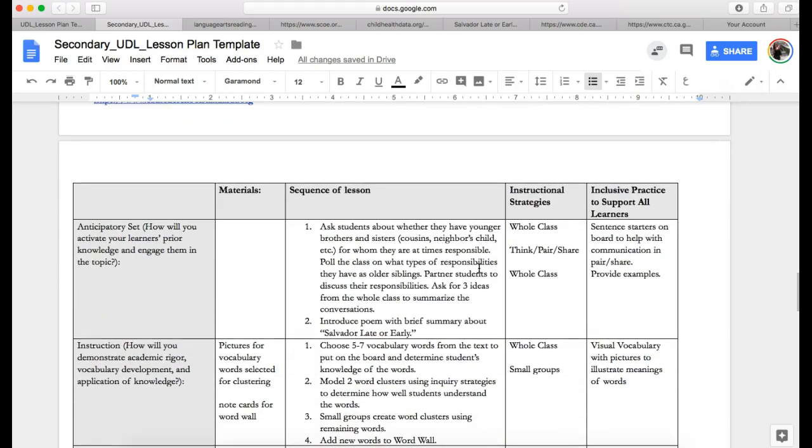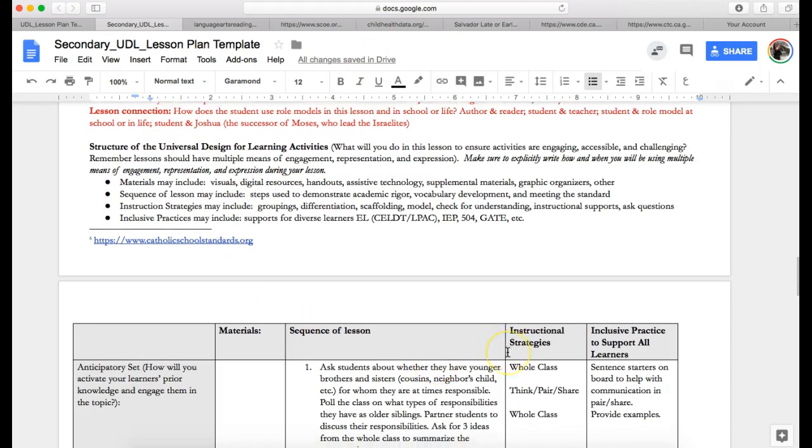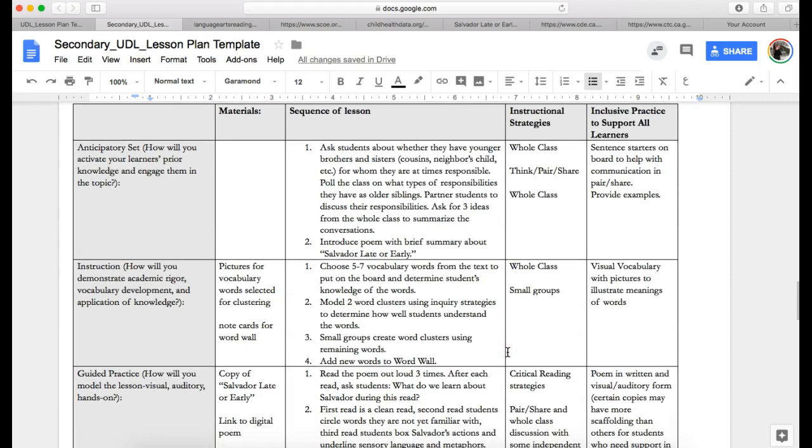So next, remember this is just to remind you what each one of these columns is. So now we're going to jump into the actual lesson. All right, so we begin this lesson with an anticipatory set where we ask the students about any younger brothers or sisters that they might have. If they don't, maybe they're only children, maybe they have cousins, or they can make a connection with a neighborhood child. And we want them to tap into their reservoir of responsibility. So poll the class on what types of responsibilities they have with respect to these younger children in their lives.